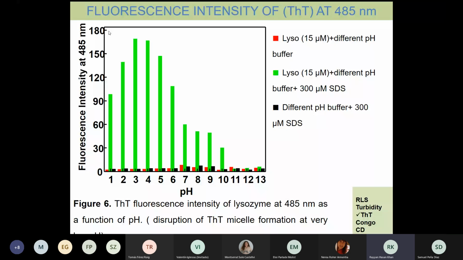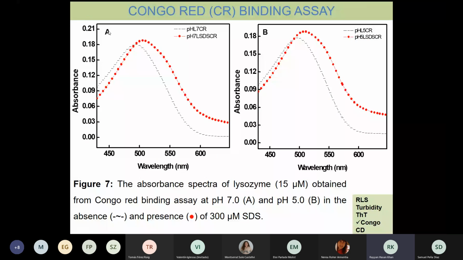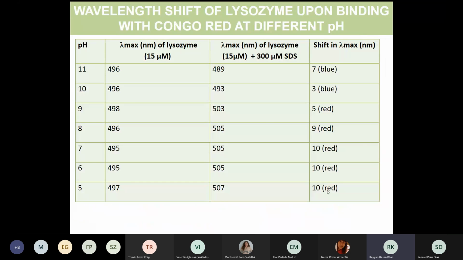Now this is another dye used for the characterization of amyloid. This observation is made at pH 7, and this is at pH 5, in the absence and in the presence of SDS, and you can see there is a red shift at pH 7 as well as pH 5. Here is the summarized data. As we go towards lower pH, the amount of red shift increases, and it is found to be maximum at the lower pH end. Here also we cannot go beyond pH 5 because the dye loses its color.